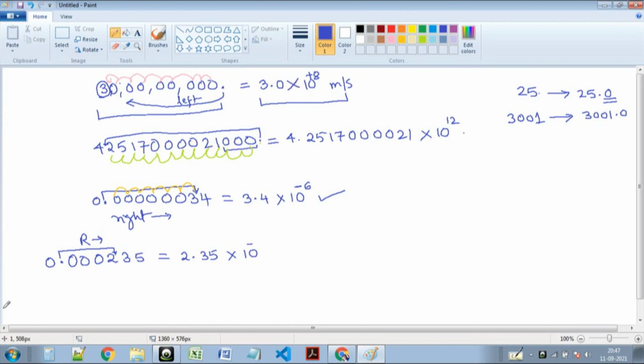I have put the negative sign, but how many places has it been shifted? Let's see: 1, 2, 3. Only 3 places it has been shifted. So simply we can write 10 to the power minus 3. This is how we have to write it in the standard form, or you can say in scientific notation. So that's all about this video.